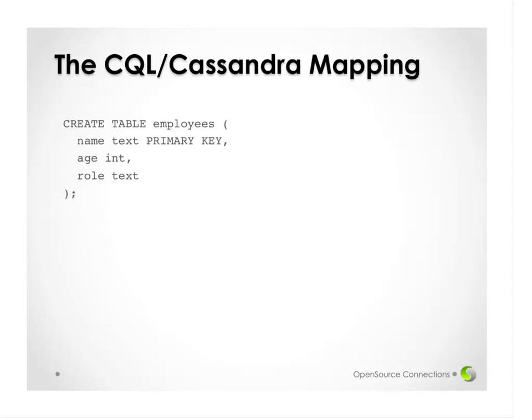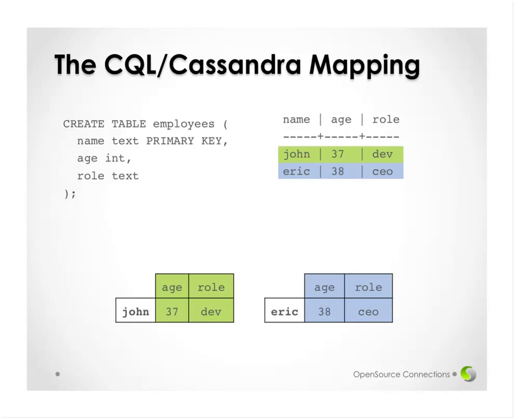All right, so simplest case is we create a table for employees. This table has 3 fields: name, age, and role, and name is the primary key. Stick some quick data in there. That's me, and that's the boss man, Eric Pugh. And the way this would look inside Cassandra is like this on the bottom, 2 rows.